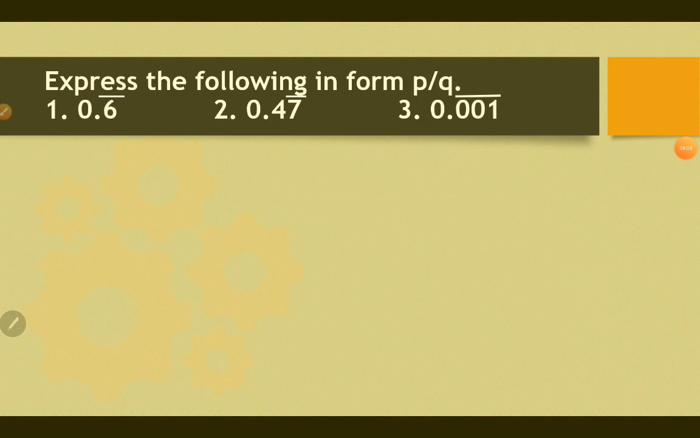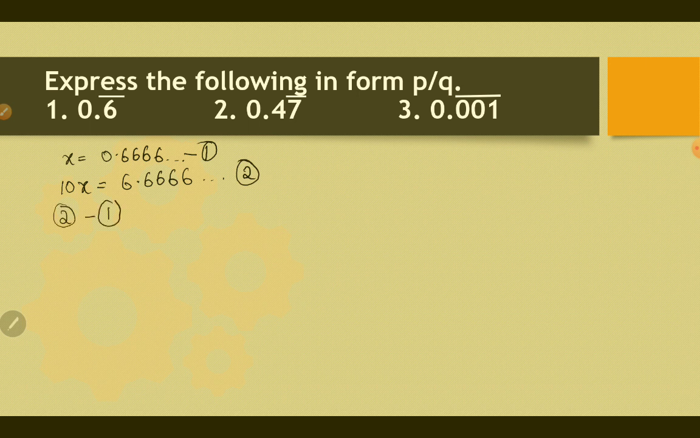Express the following in p by q form. First one is 0.6 bar. So x is equal to 0.6666, that is equation number 1. So 10x is equal to 6.6666, that is equation number 2. Equation 2 minus equation 1 gives 9x is equal to 6. So x is equal to 6 by 9, that is 2 by 3.